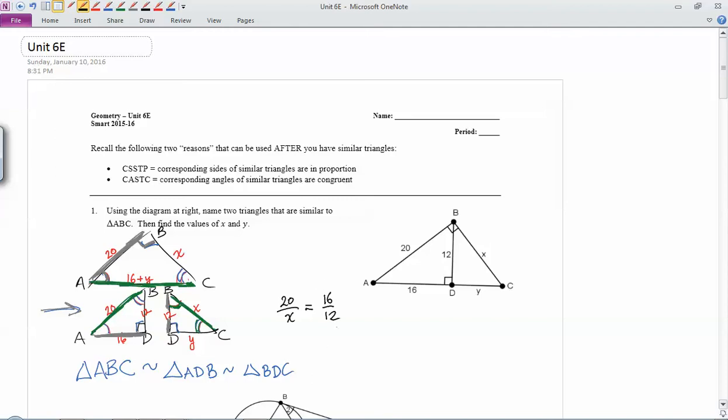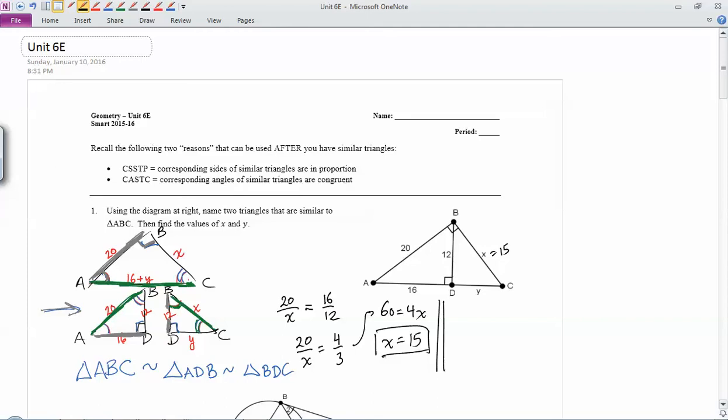We can simplify the 16 over 12, so let's do that so the numbers are a little bit easier. 4 over 3. And then if I wanted to cross multiply, I'll get 60 equals 4x, so x equals 15. So there's x. X is 15. Okay, and you can solve for y a couple different ways.